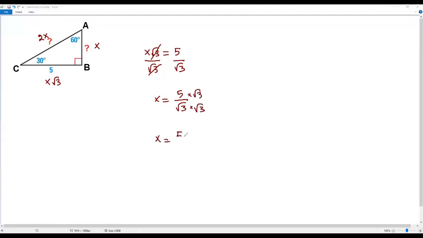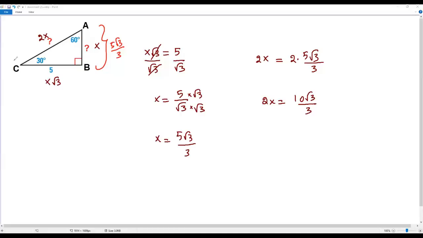So when I do so, I'll be getting 5 times square root of 3 over square root of 3 times square root of 3, which will become just 3. So I get x equals 5 times square root of 3 over 3. Okay, now let's find the value of 2x. 2x means I have to multiply this by 2. So 2 times 5 times square root of 3 over 3. So 2x equals 2 times 5 is 10, 10 square root of 3 over 3. Okay, the length of the side AB is 5 square root of 3 over 3. The length of the side AC is 10 square root of 3 over 3.